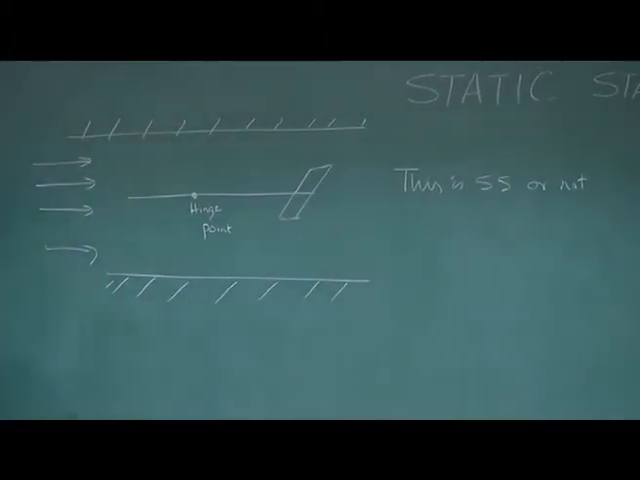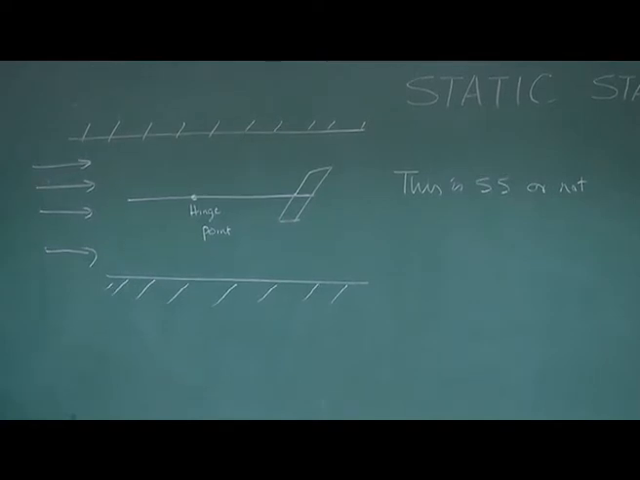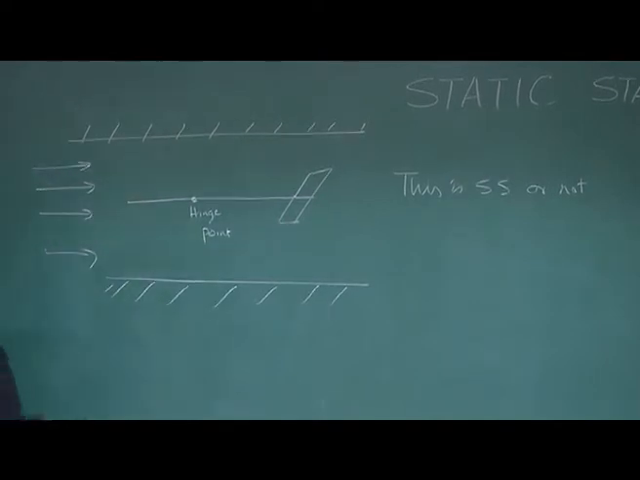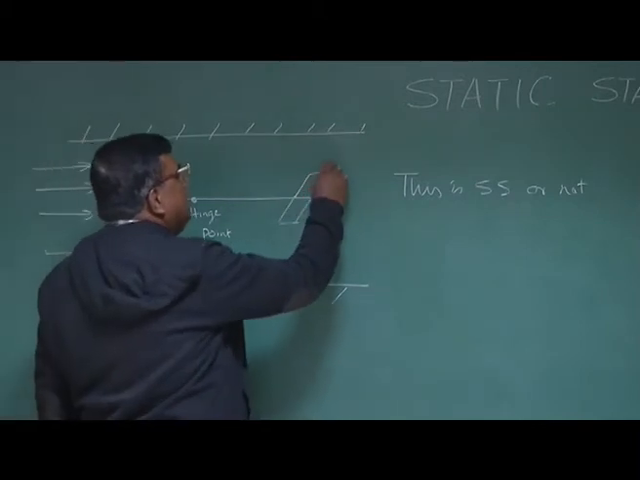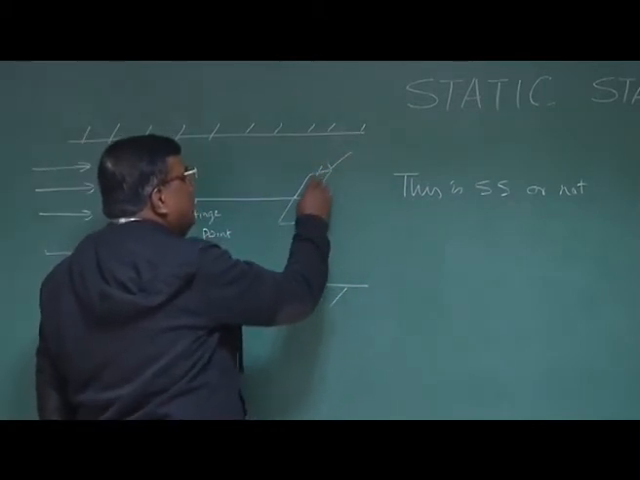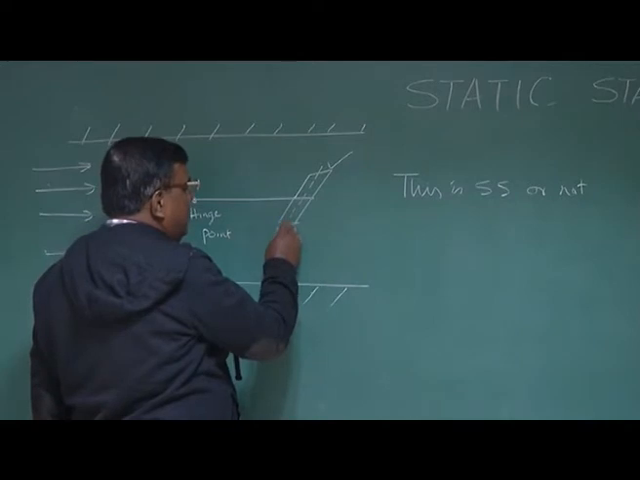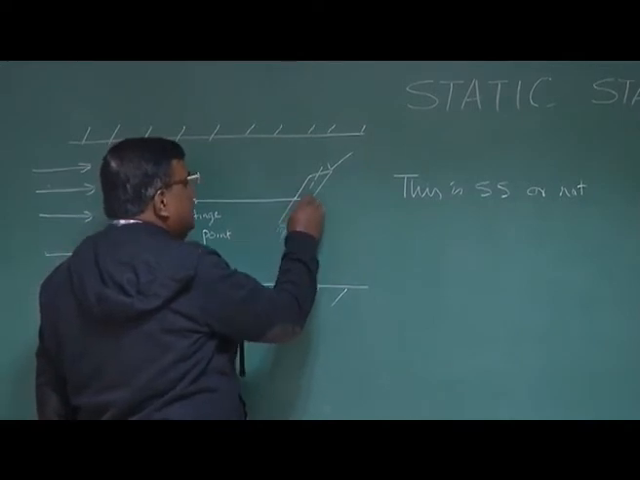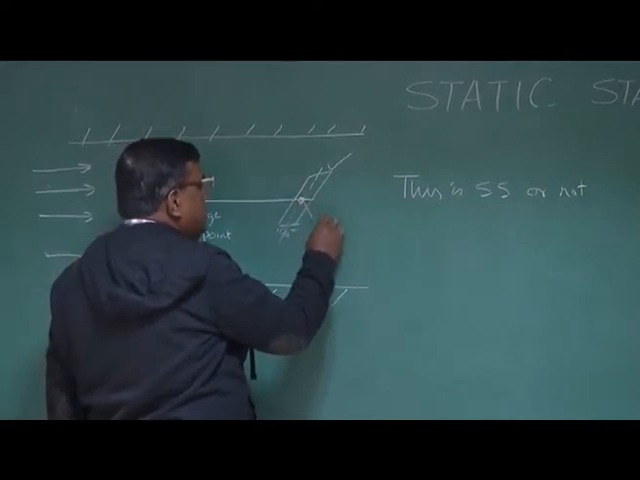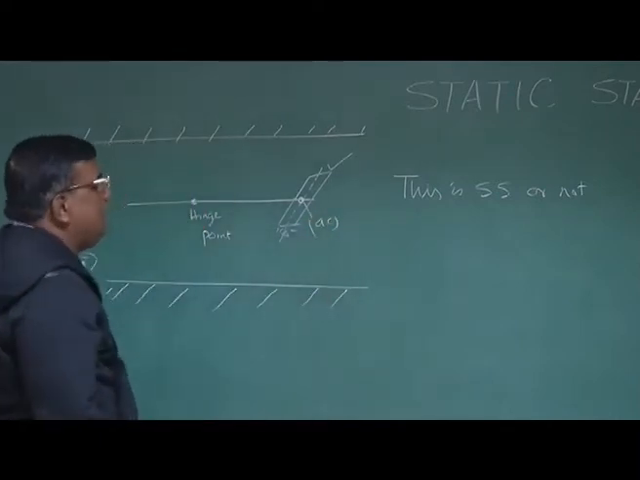What is the way to think? You first identify what are the lifting surfaces. There is only one lifting surface, that is this one. And you know the aerodynamic center will be at C/4 of this. So let's say this is the aerodynamic center. And now what is the check?